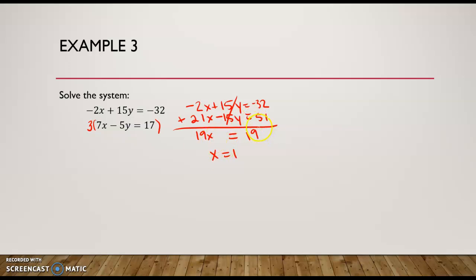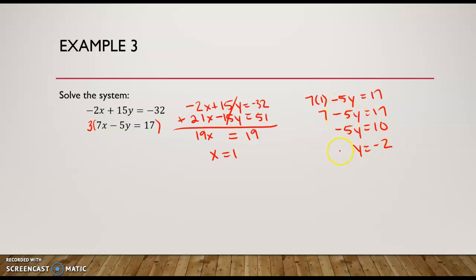But I'm not done. I need to find y. So I'm going to take that x and plug it into one of the originals. Doesn't matter which. I'm going to go with the 7x minus 5y. So 7 times 1 minus 5y equals 17. So we're going to have 7 minus 5y equals 17. I'm going to subtract the 7. So I have negative 5y equals 10. Divide by a negative 5, y will equal negative 2.